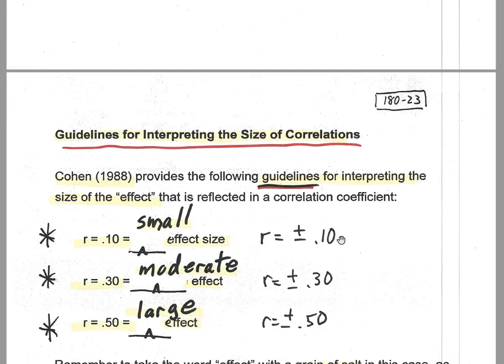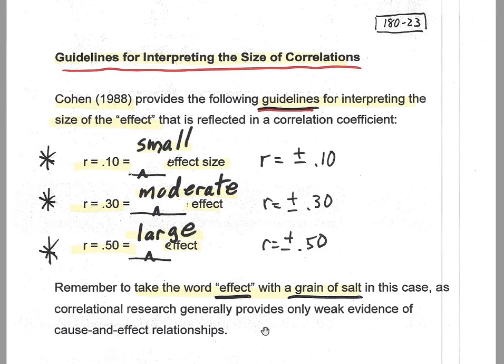So if it's bigger than 0.10 but not as big as 0.3, we'll call that small effect size. If it is bigger than plus or minus 0.3 but not as big as 0.5, we'll call that moderate effect size. And if it's bigger than plus or minus 0.5, we'll call that large effect size.